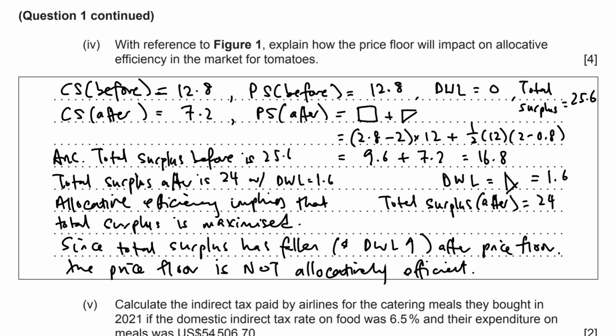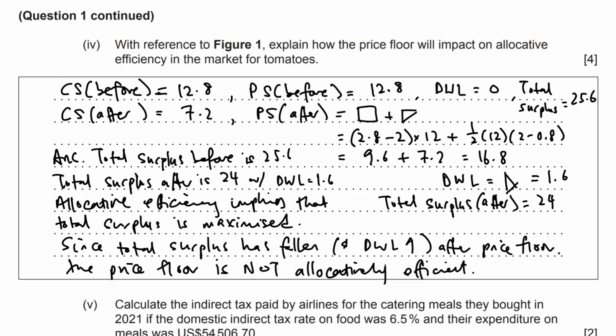Okay, so in part 4, we're asked, with reference to figure 1, to explain how the price floor will impact on allocative efficiency in the market for tomatoes. Allocative efficiency refers to the total amount of surplus that exists in a marketplace. By that I mean consumer surplus, producer surplus, and potentially any deadweight losses if they do exist.